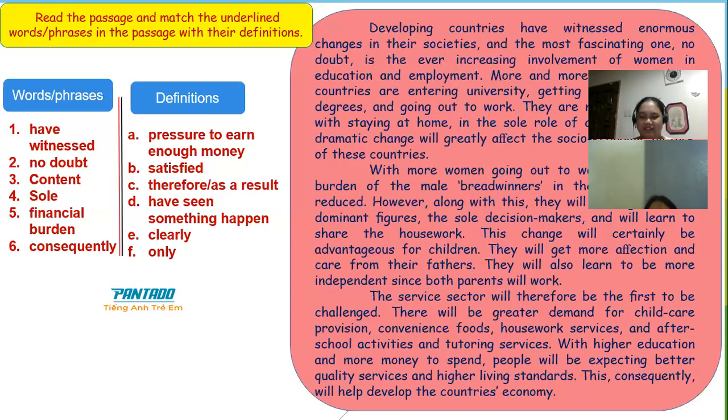Okay? All right. So while you are answering, let me be the one who's going to read this first. Number 1, have witnessed. Number 2, no doubt. Number 3, content. Number 4, soul. Number 5, financial burden. And number 6, consequently. We also have definitions. Letter A, pressure to earn enough money. Letter B, satisfied. Letter C, therefore or as a result. Letter D, have seen something happen. Letter E, clearly. Letter F, only.